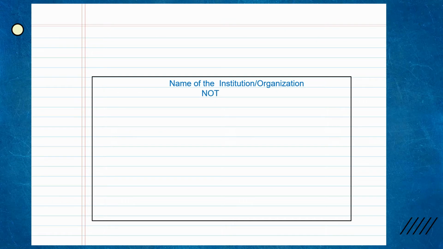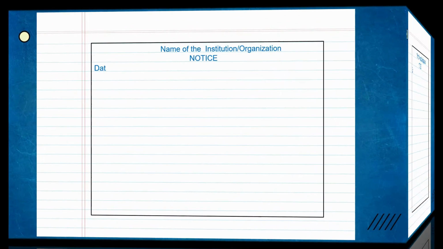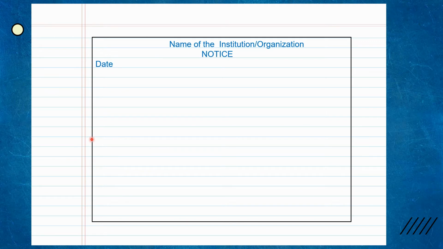Next comes the title. You have to write the word notice in capital letters in the center. Writing the title in this way is important because it will help in drawing the reader's attention. After the notice, in the next line, at the extreme left, you have to write the date on which the notice is issued. Now, how to write the date?